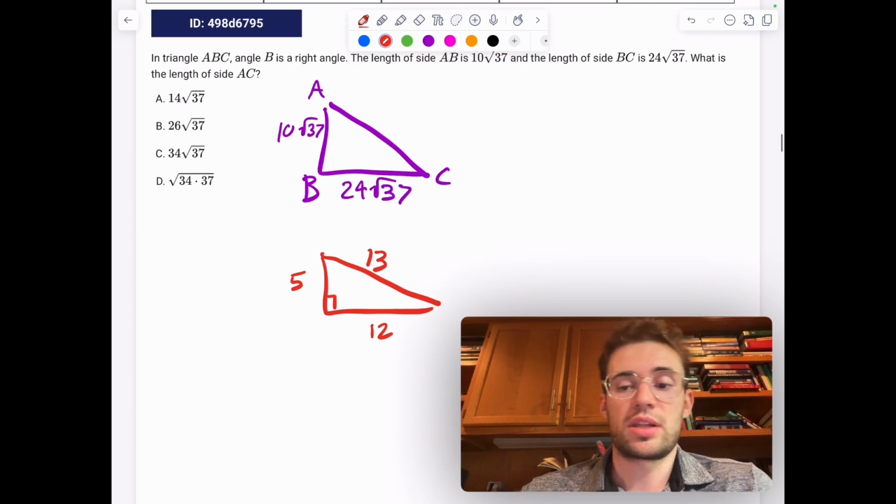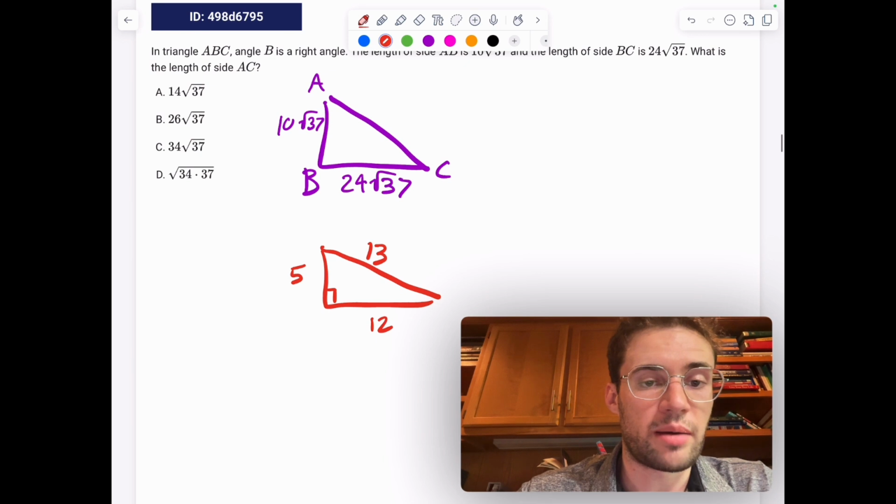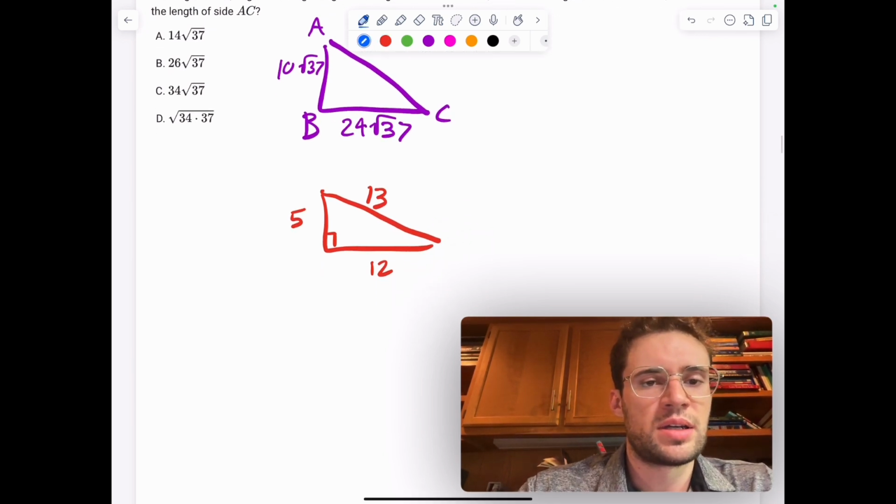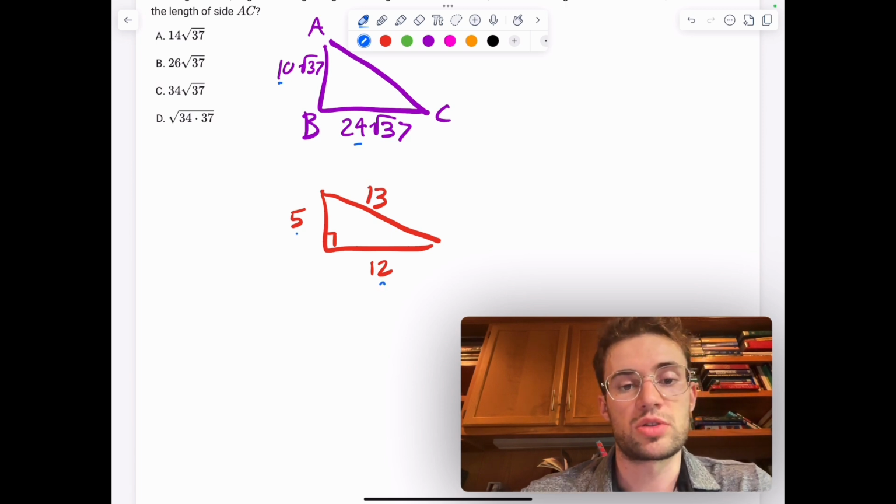I was telling them usually they scale it up by a factor of 2 or 3. In this case, they're scaling it up by a factor of 2 root 37. How I recognized this was that it has the 10 and the 24. A lot of times you'll see one that's scaled up by 2. So 5 becomes 10, 12 becomes 24, 13 becomes 26.